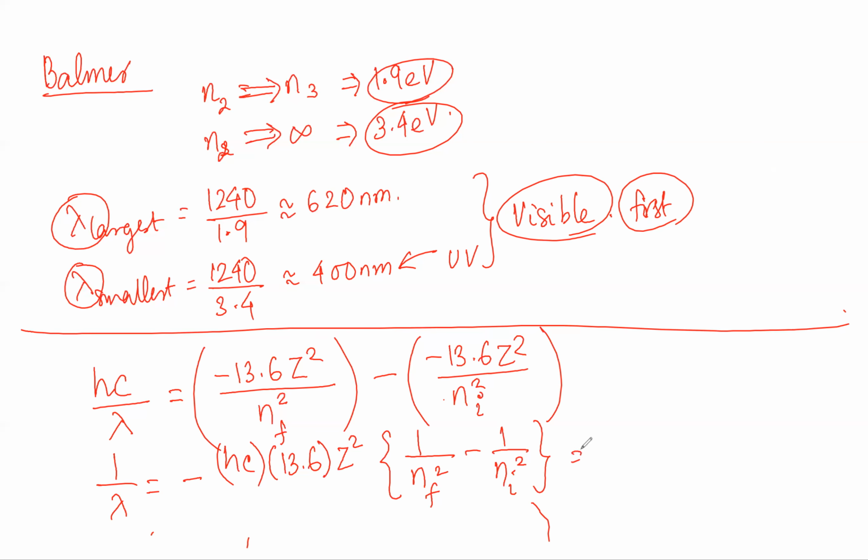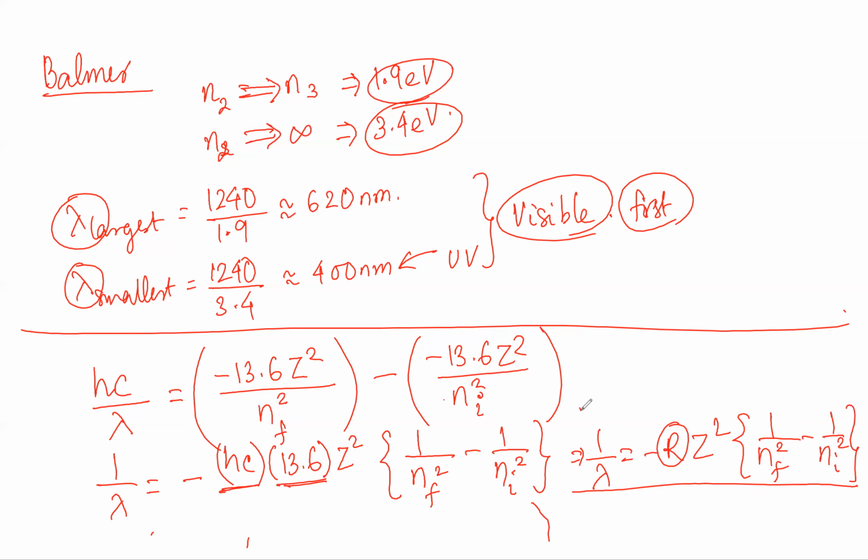In general, you can write 1 by lambda is equal to minus R z square. So he came up with R. Even before he knew that there is hc and there is 13.6, this guy comes up with R. And he says it's R z square times 1 by n final square minus 1 by n initial square. This formula is called the Rydberg formula. And there is something called the Rydberg constant, 1.11 into 10 to the power 7. So if you put in the values of n1 and n2, then you will get all of these different wavelengths for all of these different electrons.